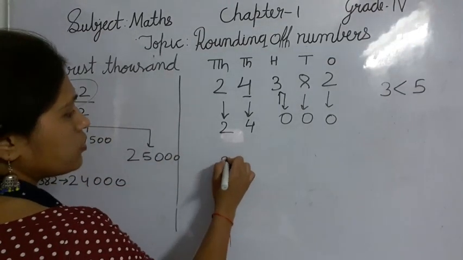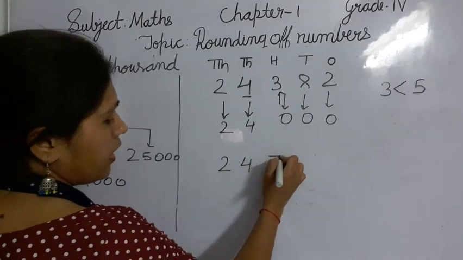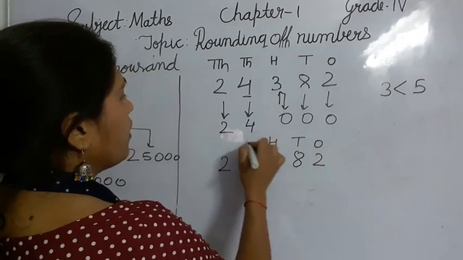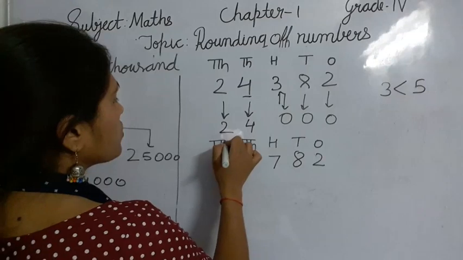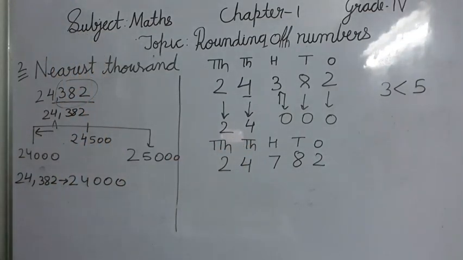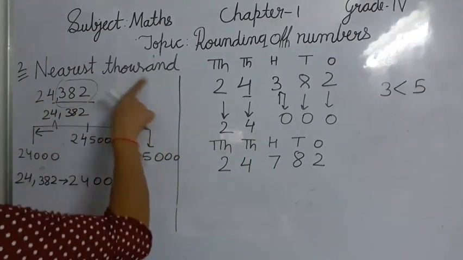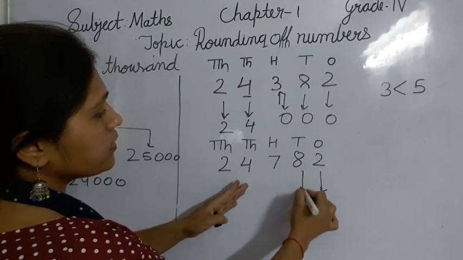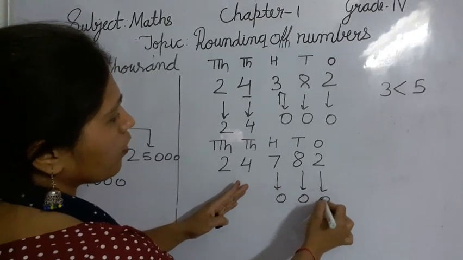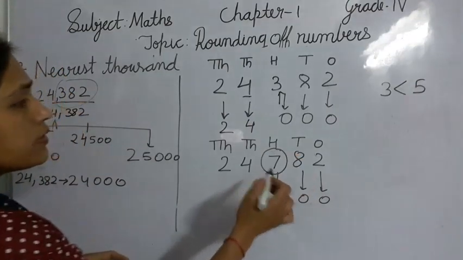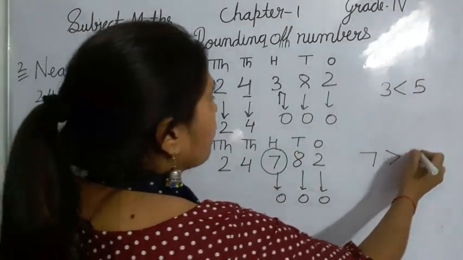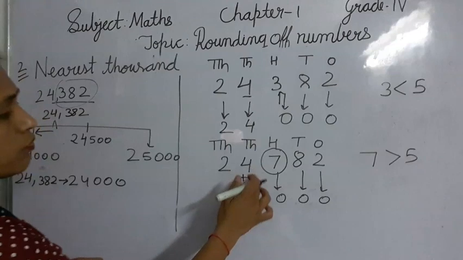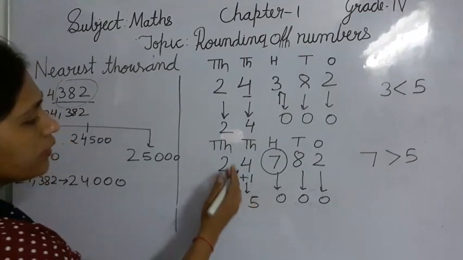The other example is 24,782. Mention their places: ones, tens, 100, 1,000 and 10,000. Okay. So now again we have to do the same. We have to round off nearest to the 1000 place. So before 1000 we have to replace the digits with 0. And now compare the 100 place digit. Is it 7? Yes, 7 is greater than 5. So what will we do? We'll add 1 to the next digit. So 4 plus 1 makes 5 and the rest will be the same.